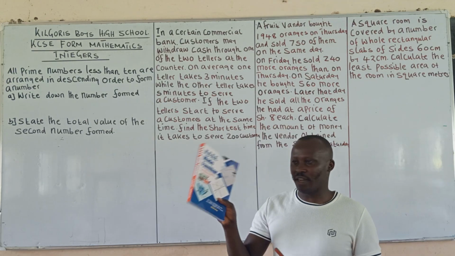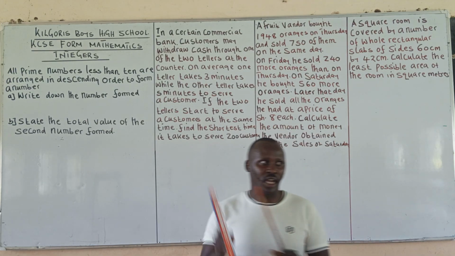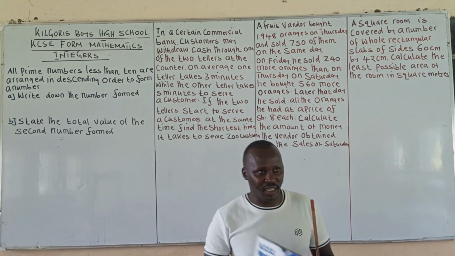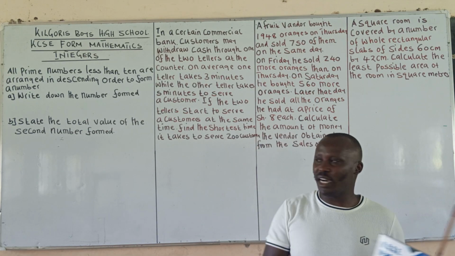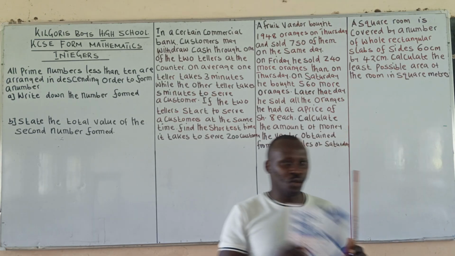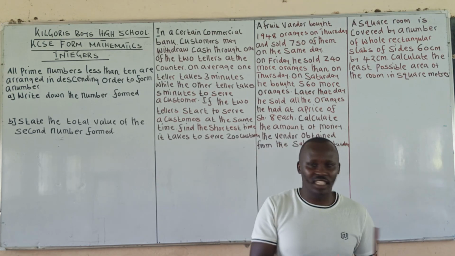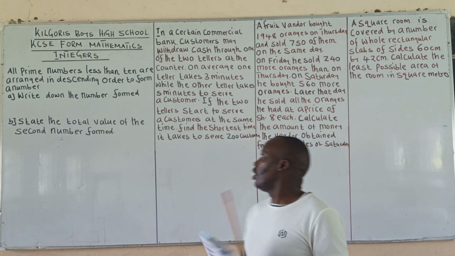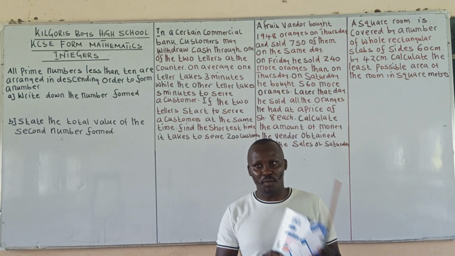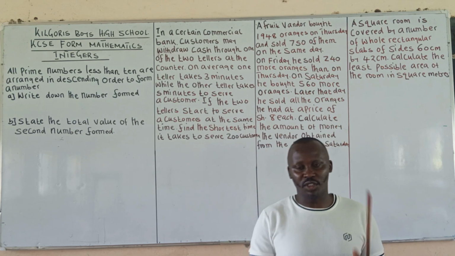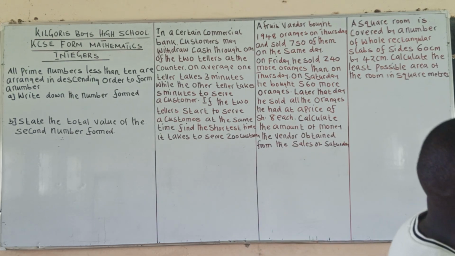So today we are going to look at some of the questions. We are starting with topic 1, and that is Form 1 work: some of the questions which have been set in past years in the KCSE exam. Topic 1 in Form 1 is integers. We are looking at some of the questions that have been set from this area.